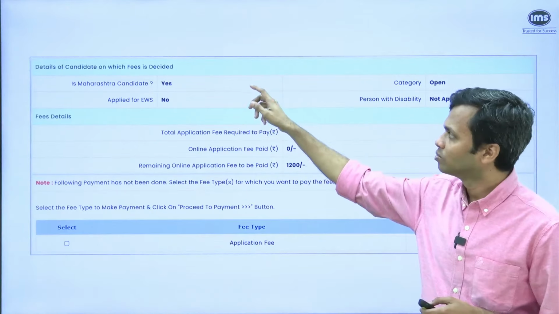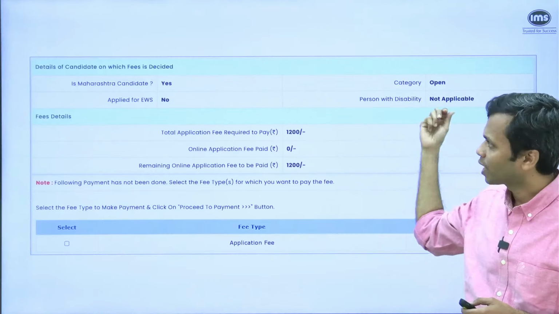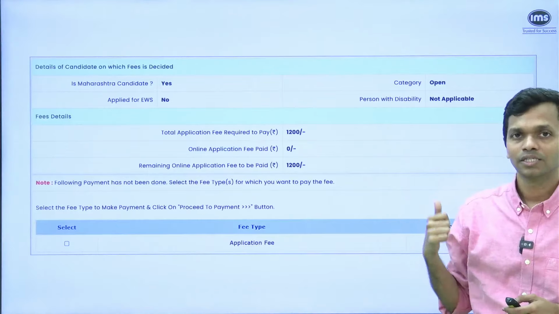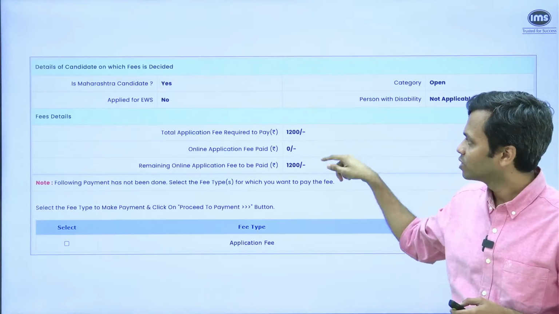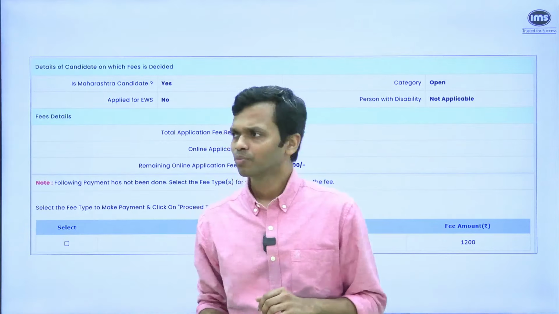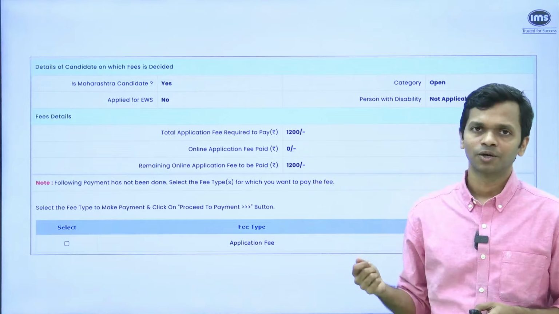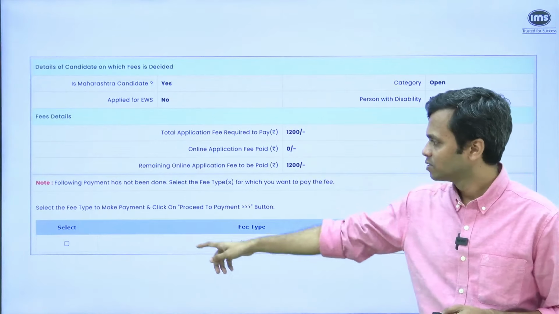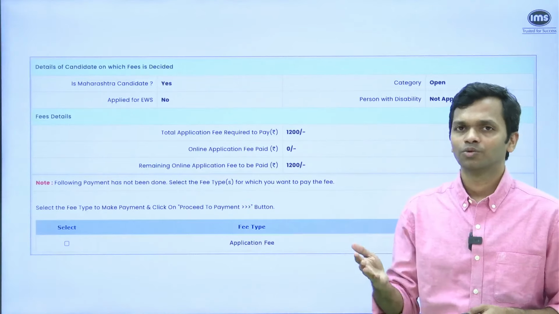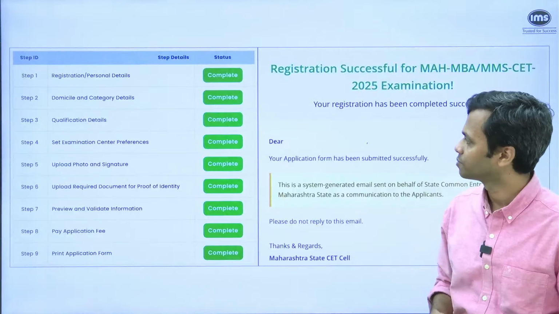It will show you the details that you have mentioned. So whether you are a Maharashtra candidate or not, what's your category, whether you applied for EWS or not, and whether the disability status is applicable or not. Basis all of this, it will show you what is the application fee that you need to pay. If I'm not wrong, for the reserved candidates, it is 1000. For open candidates, it is 1200. So you select all of this. At the bottom, you'll have to put a tick here. Once you do that, you will be directed to the payment gateway. You complete the payment process and then you are done with the application.